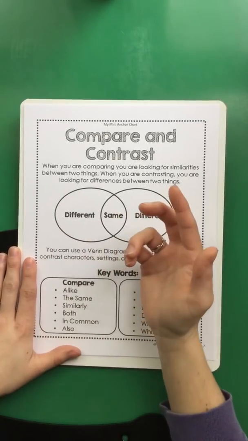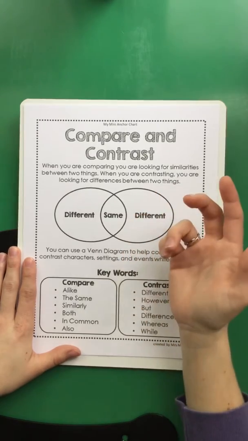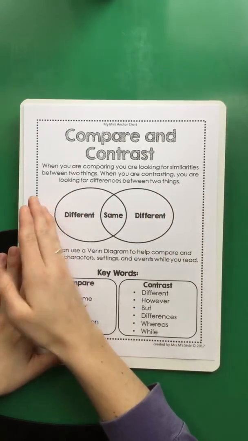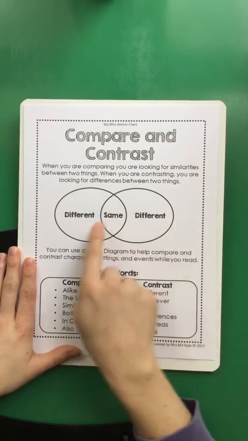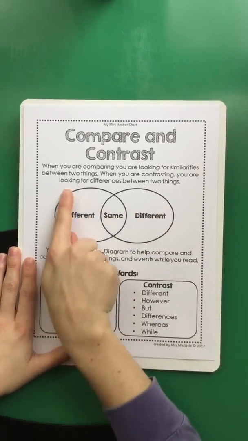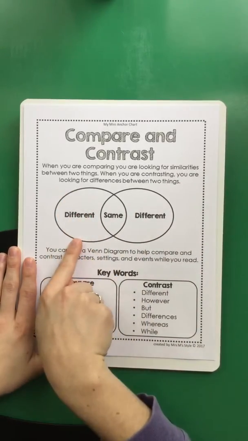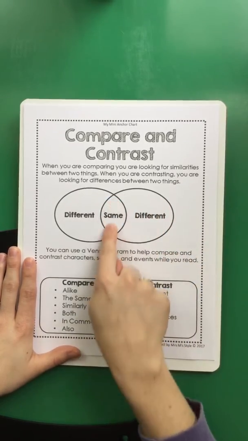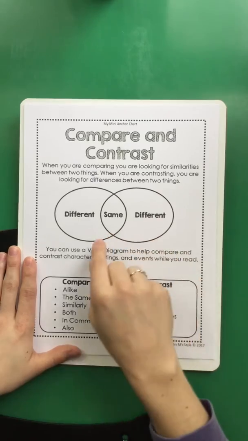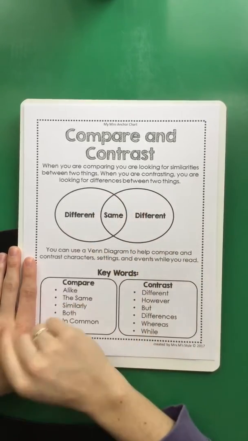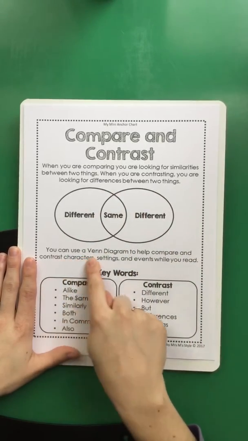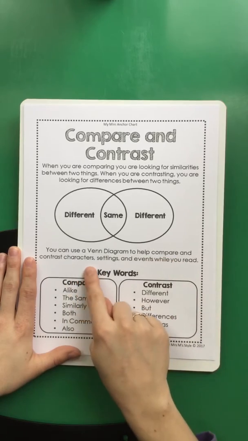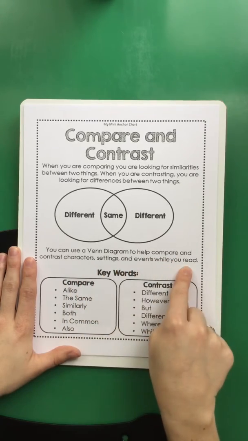So if I was doing this for my Jack and the Beanstalk, Kate and the Beanstalk, I'd have Kate on one side and Jack on the other side. And I would write differences like, oh, in the Kate story, there was this and this and this. And in the Jack story, there was this and this and this. But they both had this or this. And so anything that they had in common goes in the middle. You can use a Venn diagram to help compare and contrast characters, settings, and events while you read.